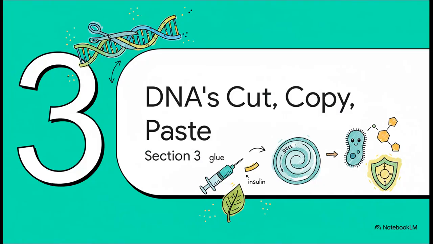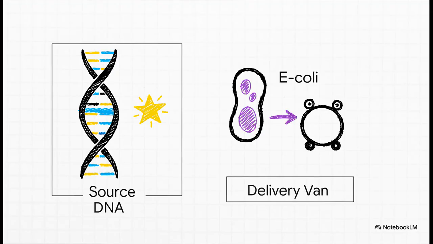Now for the part that you'll definitely see in your 5-mark questions. The actual process. How do all these tools work together? Well, you can think of it just like cut, copy, and paste on a computer, but for DNA. Let's go through it step by step. So, step 1, we need 2 things to start. We have the source DNA, maybe from a human cell, that has the superpower gene we want. And then we have our delivery van, the plasmid. Plasmids are just these tiny circular pieces of DNA found in bacteria, and they are perfect for this job.